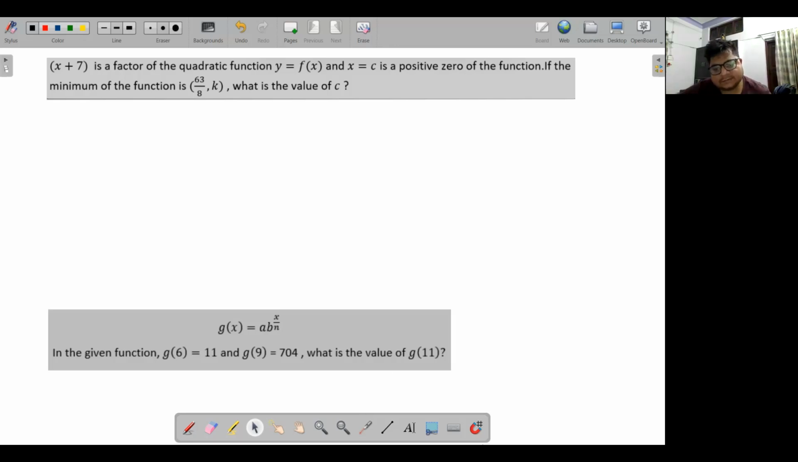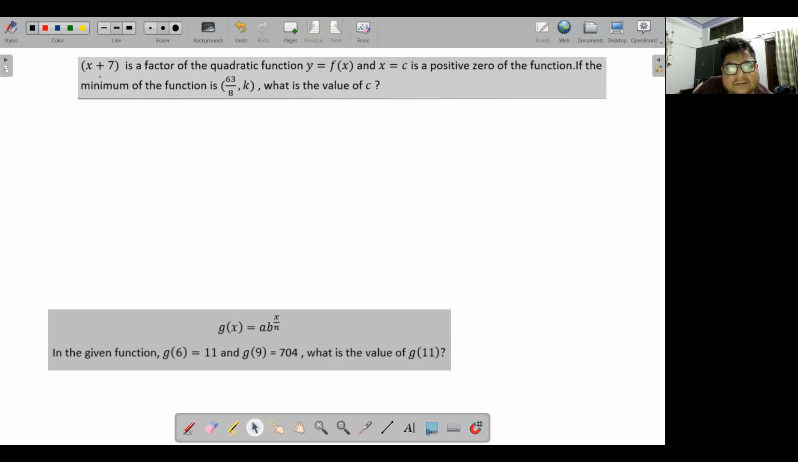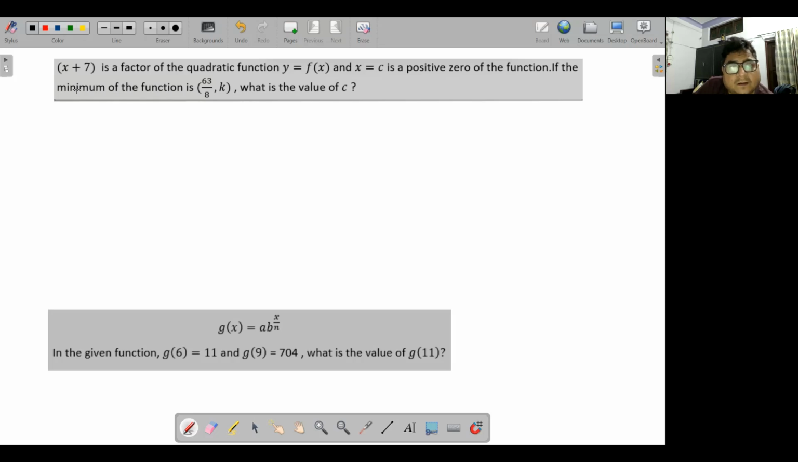Okay, let us see how we can solve it by using Desmos. The question says x plus 7 is a factor of a quadratic function. So there is one factor, which is x plus 7. If I put x plus 7 equal to 0, we get x equals minus 7. That means we are getting one x-intercept. So if I make the parabola here, this is x and this is y. This point is minus 7. And the next part says x equals c is a positive zero of the function, which means the positive zero, the value of c here. If the minimum of the function is 63 by 8, if you get the word minimum, that means the parabola opens upward.